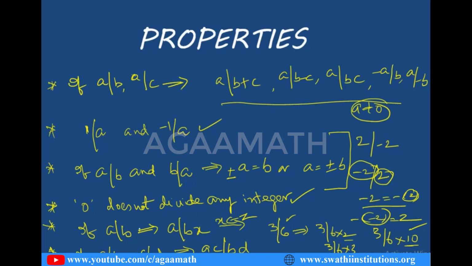And if A divides B and C divides D, then AC divides BD. For example, 2 divides 4, 3 divides 6. Now 6 divides 24. So this is also true. These are the properties of divisibility.